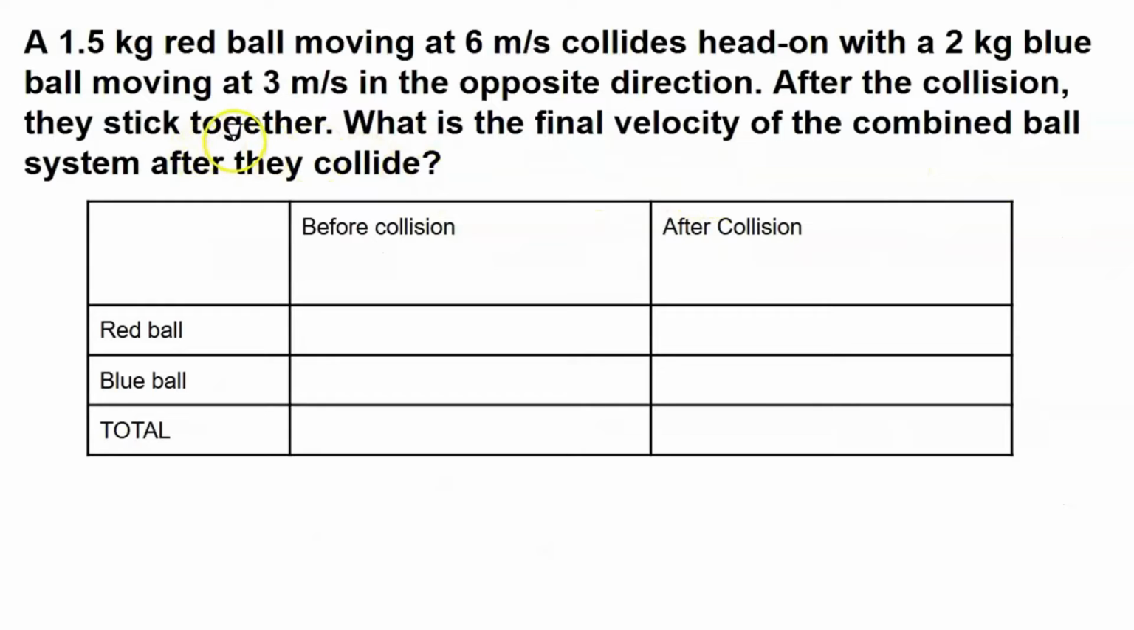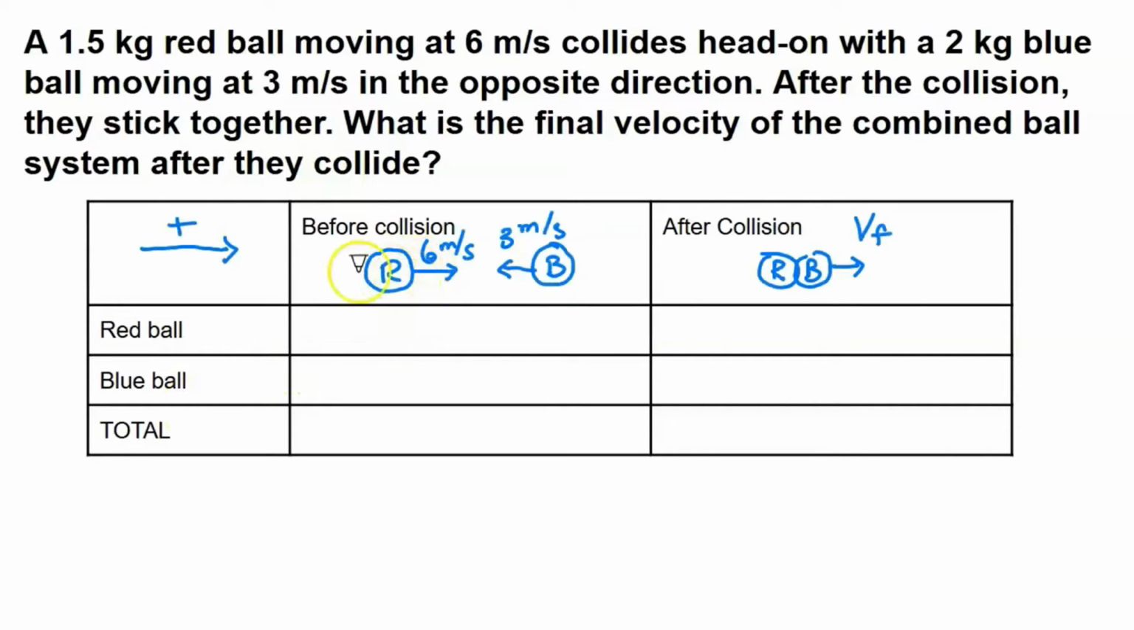Now we're going to work through an example of a perfectly inelastic collision where the two objects stick to each other. Here we have a 1.5 kilogram red ball moving at 6 meters per second that collides head-on with a 2 kilogram blue ball moving at 3 meters per second in the opposite direction. After the collision, they stick together. What is the final velocity of the combined ball system after they collide?